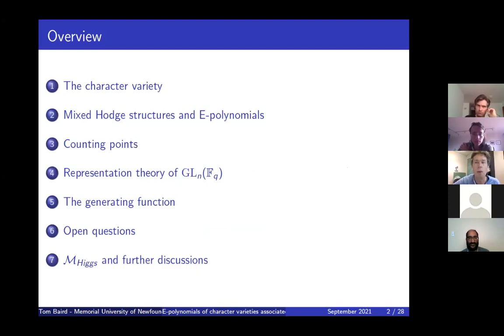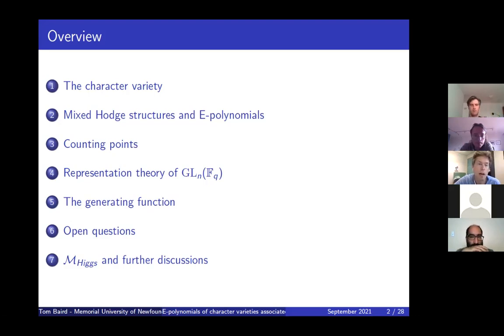Okay, so here's a quick overview. Now I'm recycling a talk that was 2 hours long with two parts, so I'm not going to get to all of this stuff. But what I will do is introduce the character variety in question. And then I'll explain what an e-polynomial is and how it's related to mixed Hodge structures. Then I'll explain a theorem of Katz's that allows you, in some cases, to calculate this e-polynomial by counting points of your scheme over finite fields.